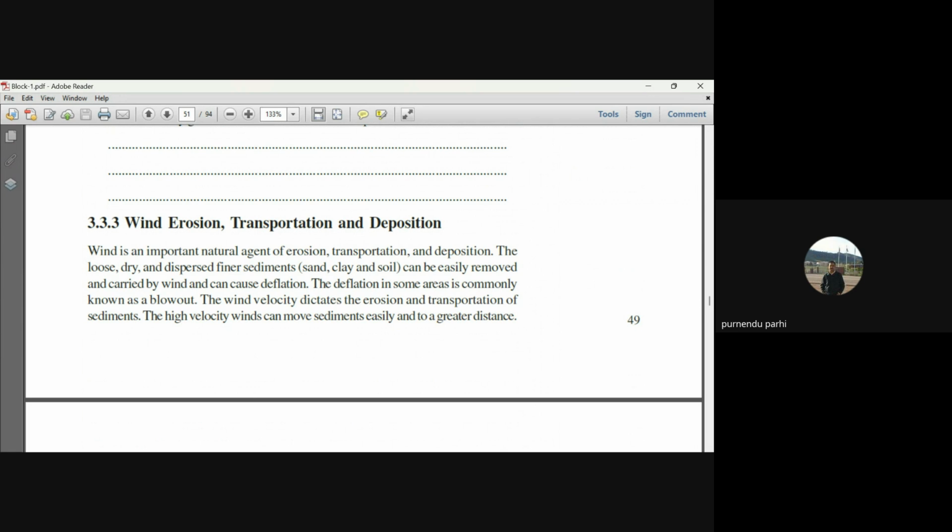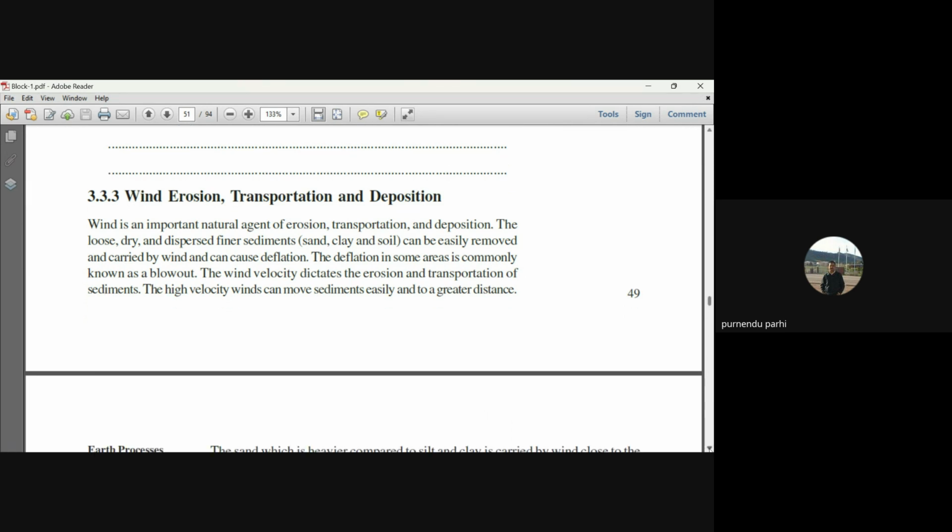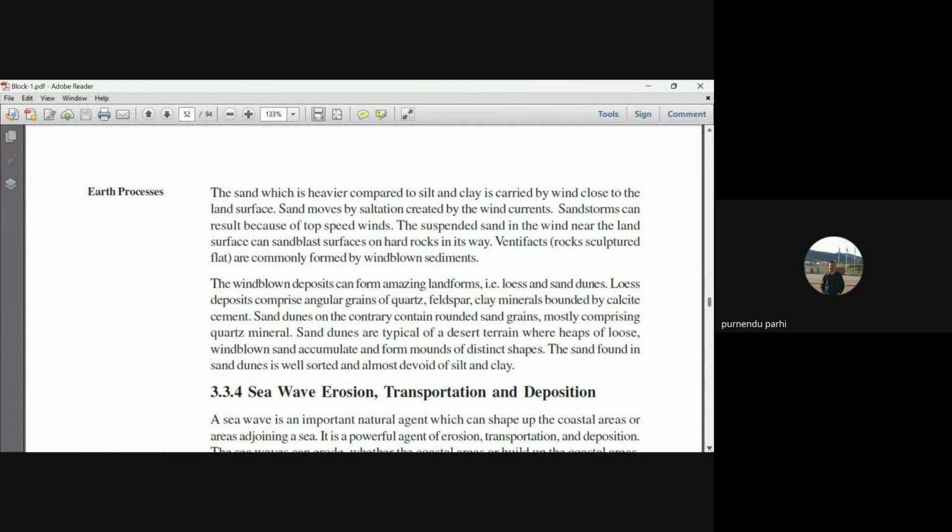The wind velocity dictates the erosion and transportation of the sediments. The high velocity wind can move sediments easily and to a greater distance. The sand, which is heavier compared to the silt and clay, is carried by wind close to the land surface. Sand moves by saltation created by the wind current. Sandstorms can result because of the high speed wind. The suspended sand in the wind near the land surface can sandblast surfaces of hard rock in its way.